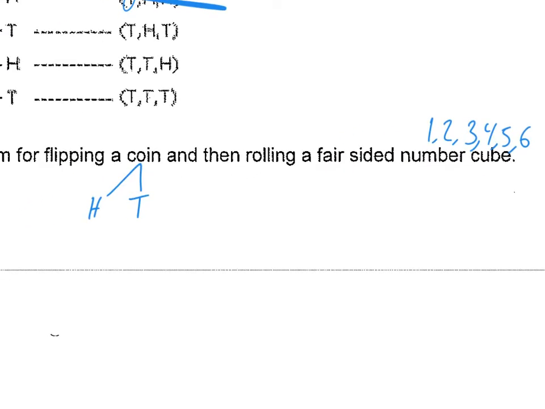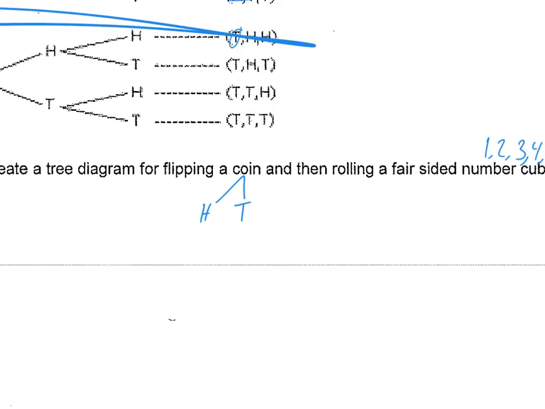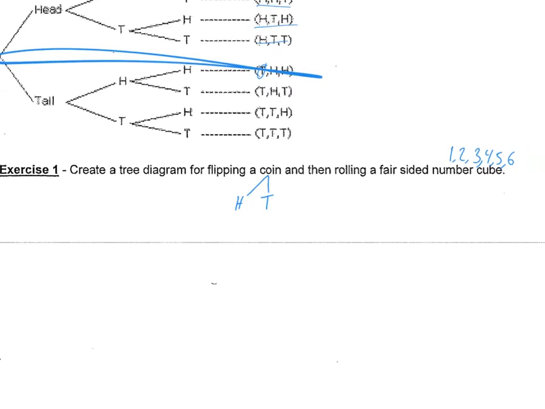So to create this tree diagram, we've got 2 different ways to do it. My recommendation is always go with whatever way or whatever order they say it. They say the coin, then rolling the number cube. So I'm going to do this one sideways. So here's my first flip.